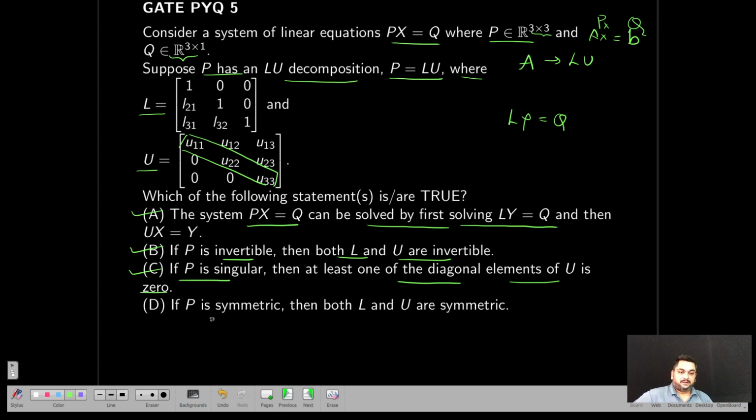If P is symmetric, then both L and U are symmetric. It need not be true. Symmetry has nothing to do with LU decomposition.